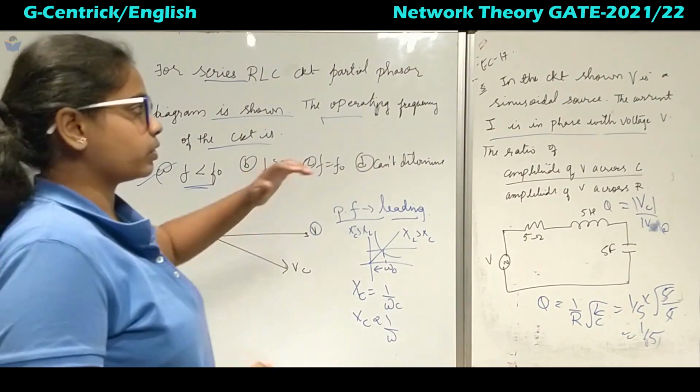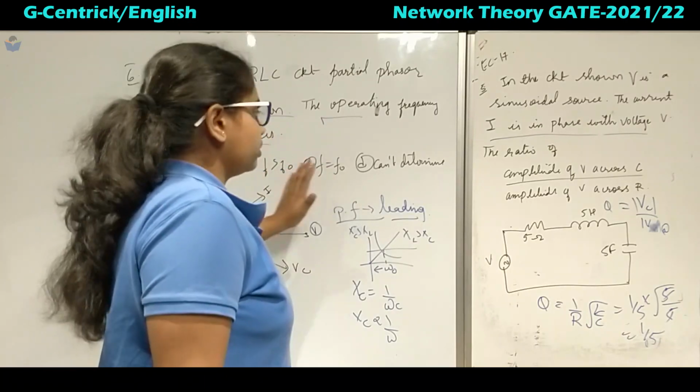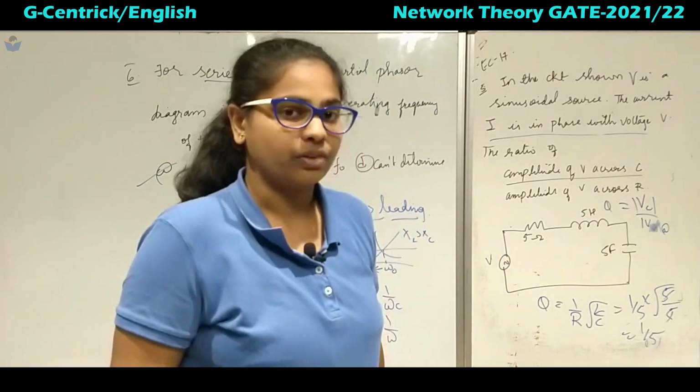So this is how they will ask resonance problems. They will never ask directly. So this completes the resonance portion. Next we will go with the network theorems.